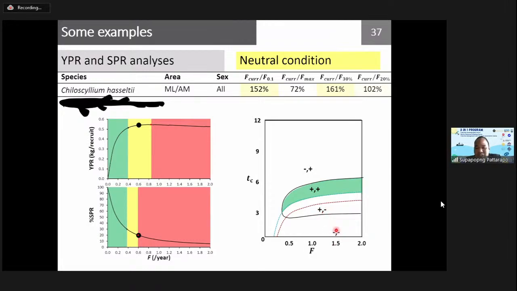Where is our fish stock currently? Okay, now our shark is here, which means that we should conduct some management to make sure that they go to the green zone as soon as possible.